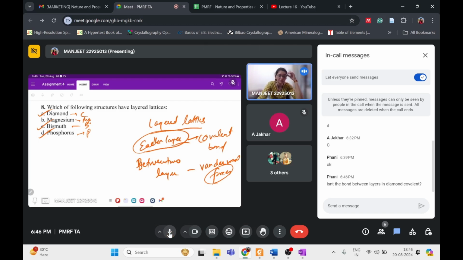Yeah, the bond between them is the covalent one. The carbon is surrounded by four atoms. This is the carbon, so that's why it exists in the layer lattice structure. Here the carbon is shared with four atoms. That is sp3 hybridized. Are you getting my point? Is it clear?